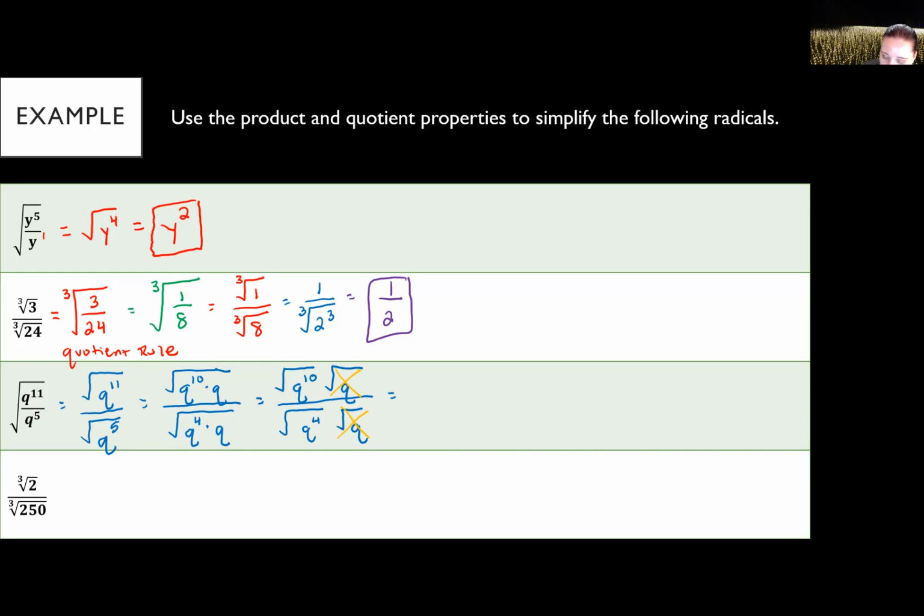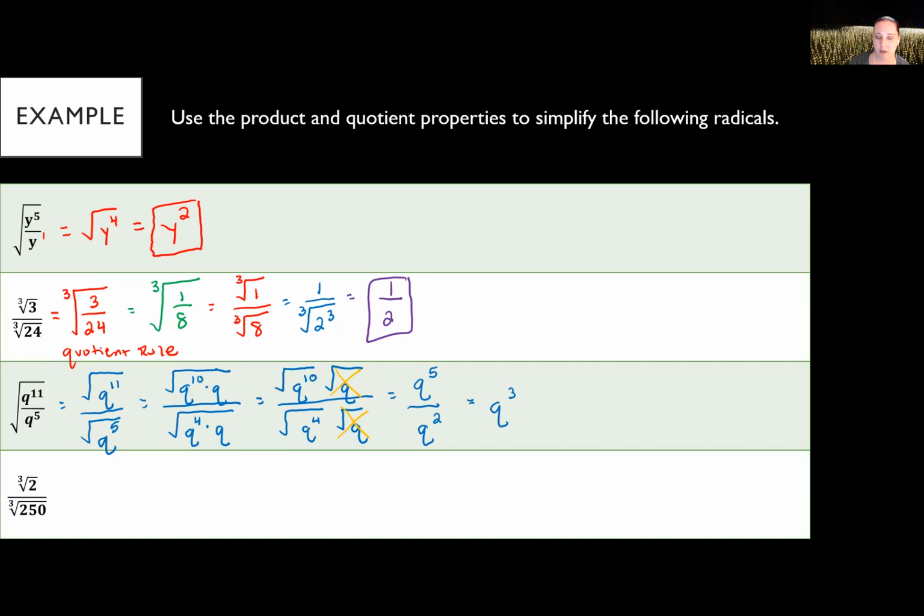And then I take the square root of q to the 10th. 10 divided by 2 is 5, so I get q to the 5. And 4 divided by 2 is 2, so I get q squared. And then you can subtract the exponents, 5 minus 2, and get q cubed, which is the same answer, but a lot more work. So that's why I use the method that I used before, where I simplify first and then I deal with the radical, because it's a lot less work.